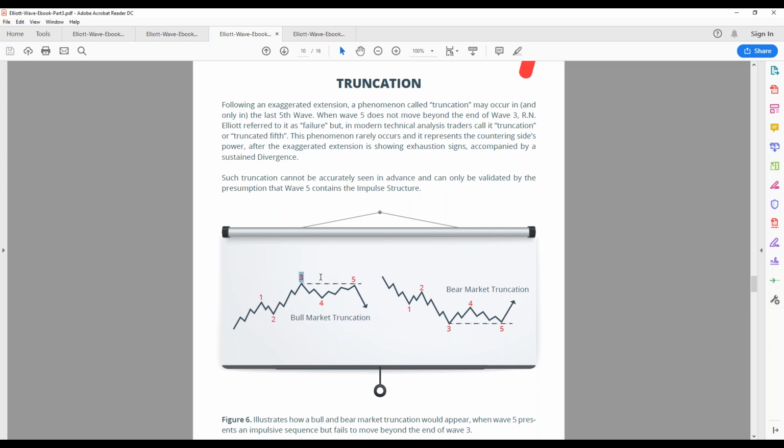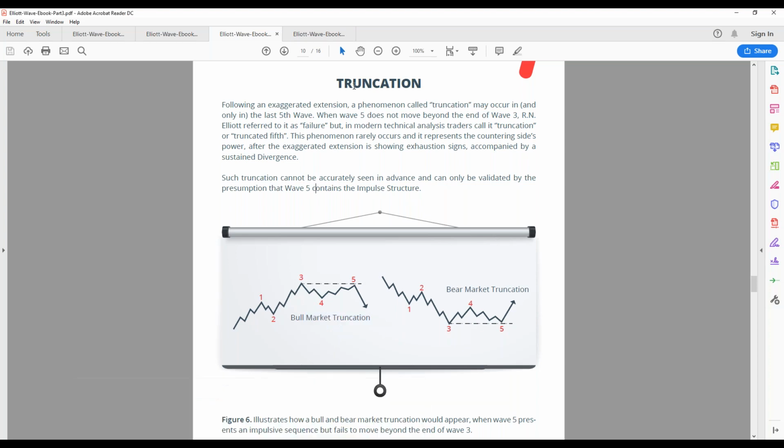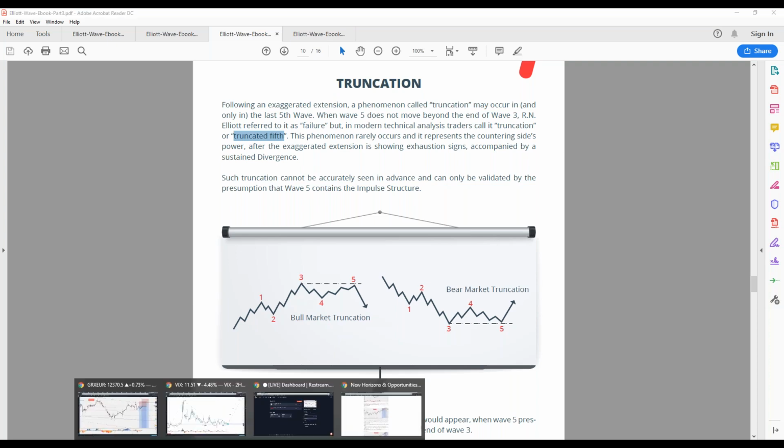So, I gave an example of a bull market truncation. The explanation behind the truncation would be the signs of exhaustion, when a failure occurs, or what we Elliotticians call the truncated fifth. So I gave an example on the DAX.